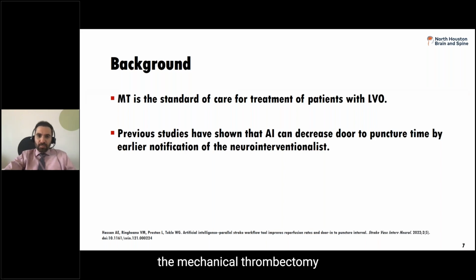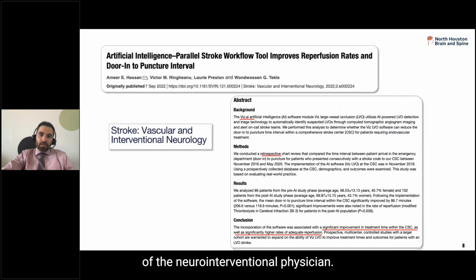As we know, mechanical thrombectomy is the standard of care for patients with ELVO and very soon MEVOs and DEVOs. Previous studies have shown that AI can decrease door to puncture time by earlier notification of the neurointerventional physician. This is a study published by Dr. Hassan in the Journal of Stroke. It was a retrospective one, and it demonstrated that the introduction of Viz AI to their hospital resulted in significant improvement in treatment time within the comprehensive stroke center, as well as significantly higher rates of adequate reperfusion.